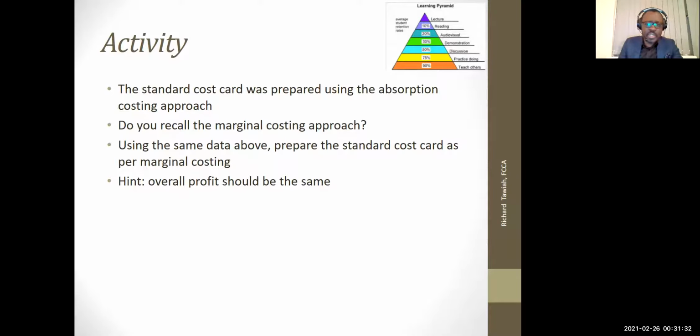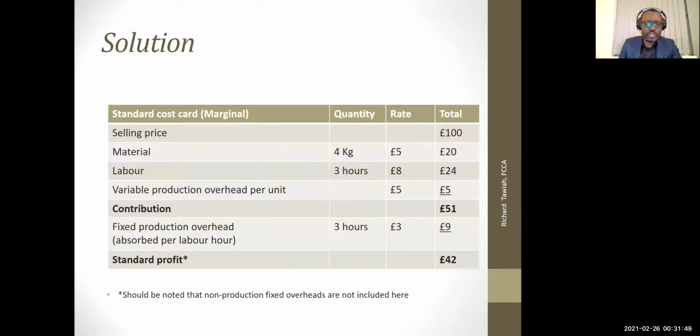So the standard cost card, we used it in our absorption costing approach. You remember? You also remember the marginal costing approach. So we can use the same data. We can prepare the same standard cost per unit. At the end of the day, overall profit should be the same. So let's kick in again and see. From the same old story, from the data that we have, nothing changes.